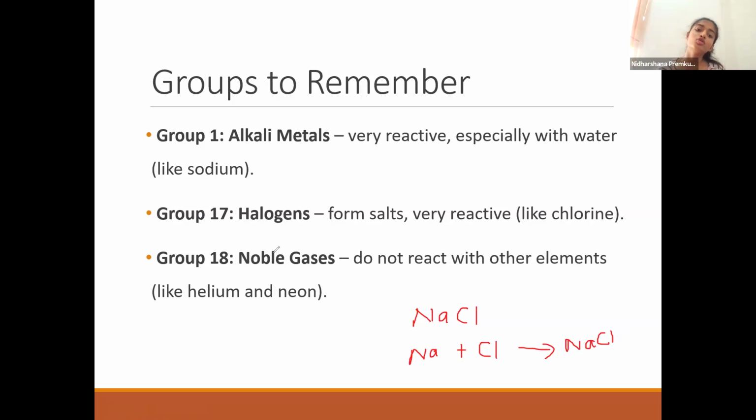Then the final group, the last group on the right-hand side of the periodic table, is the noble gases. We call them the noble gases. They are unreactive. They do not react with other elements. They are very, very unreactive, not at all reactive. That's why we call them the noble gases. Some examples are helium gas and neon gas.